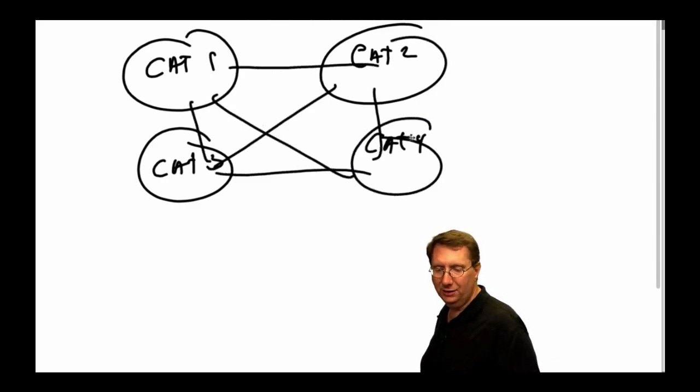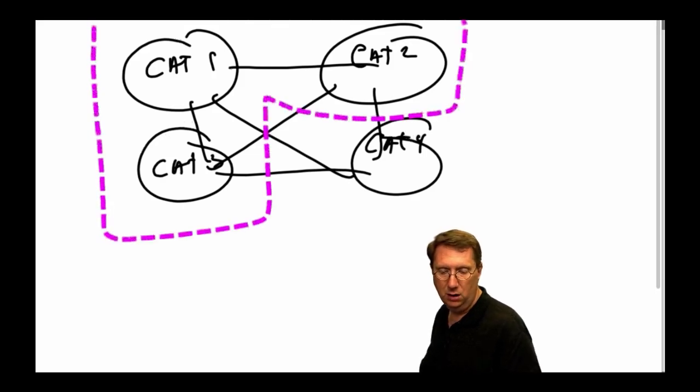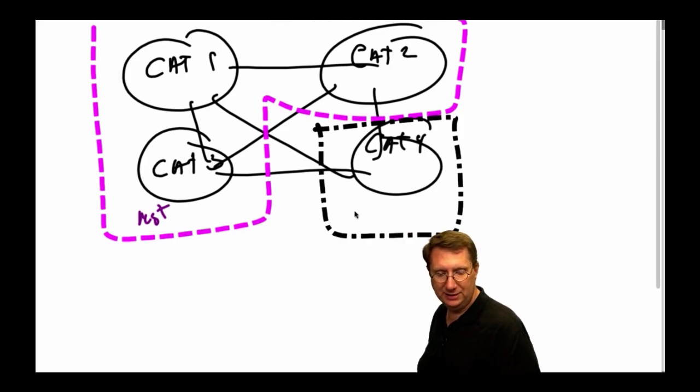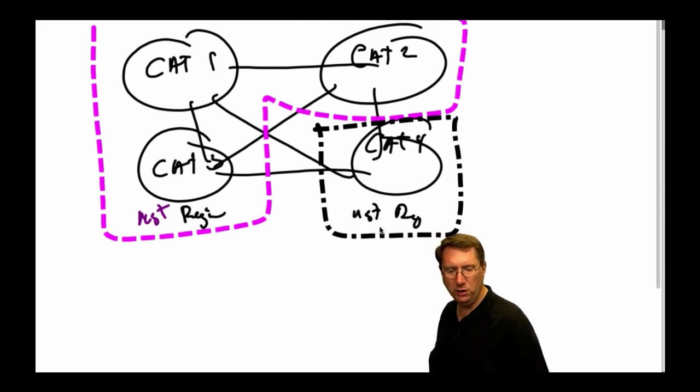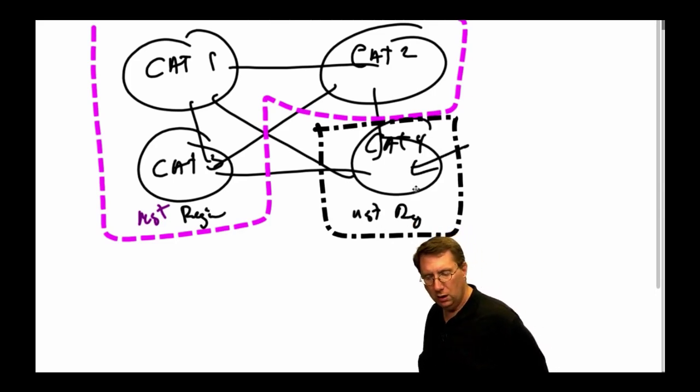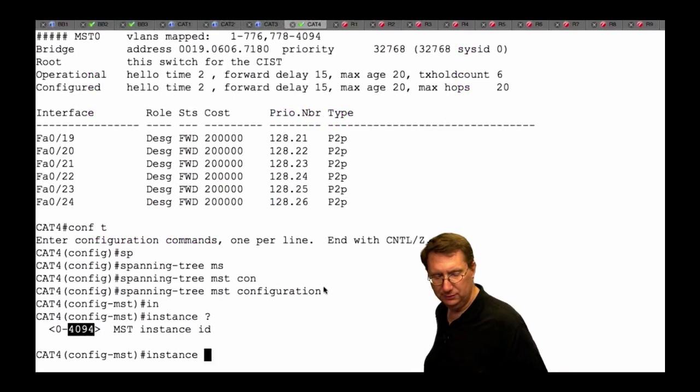Now, what we see here is that we have configured the system to where these three switches are in one MST domain, but this switch is in a separate MST domain or region. So let's look at this. So from the point of view of Cat 4, what happens when I do my show commands?